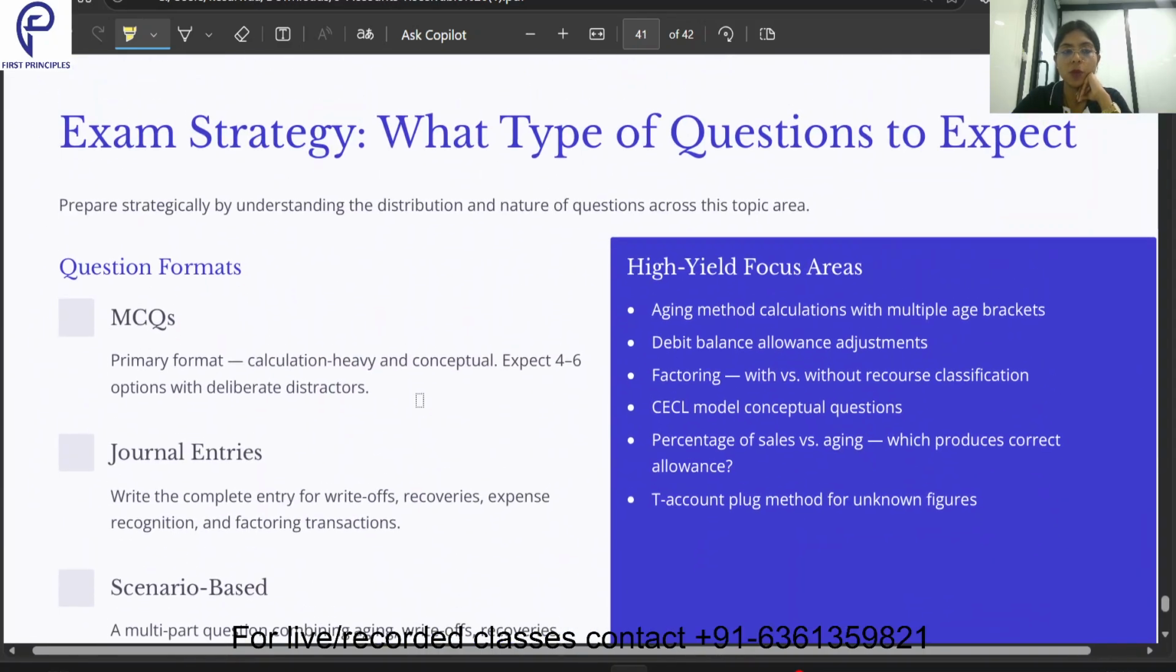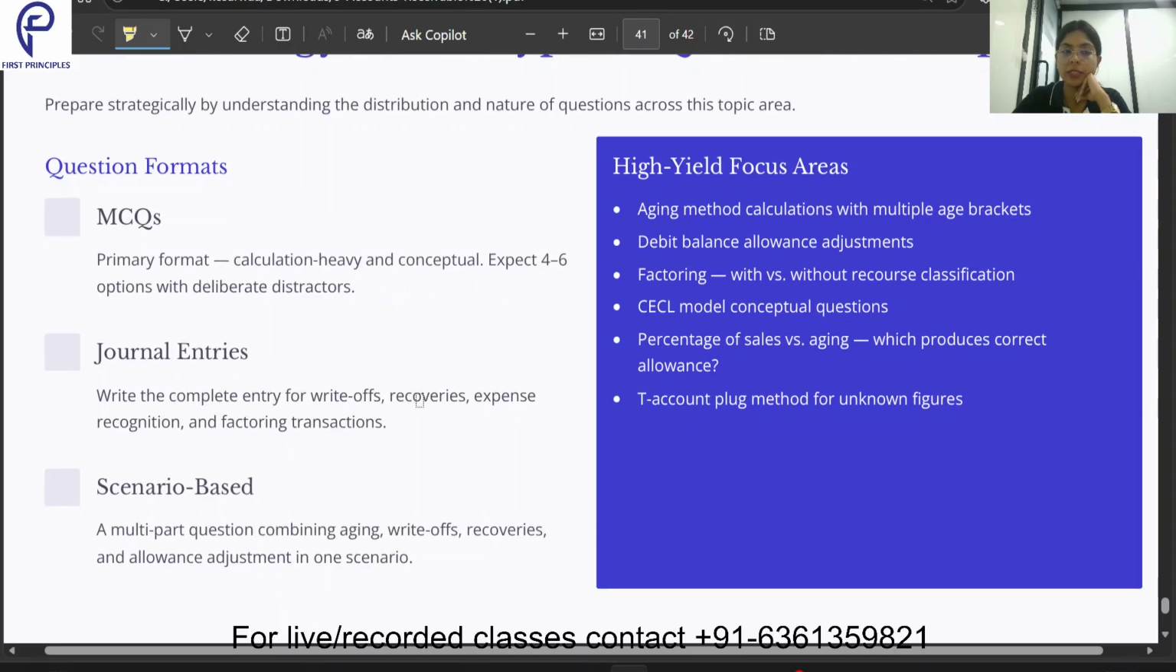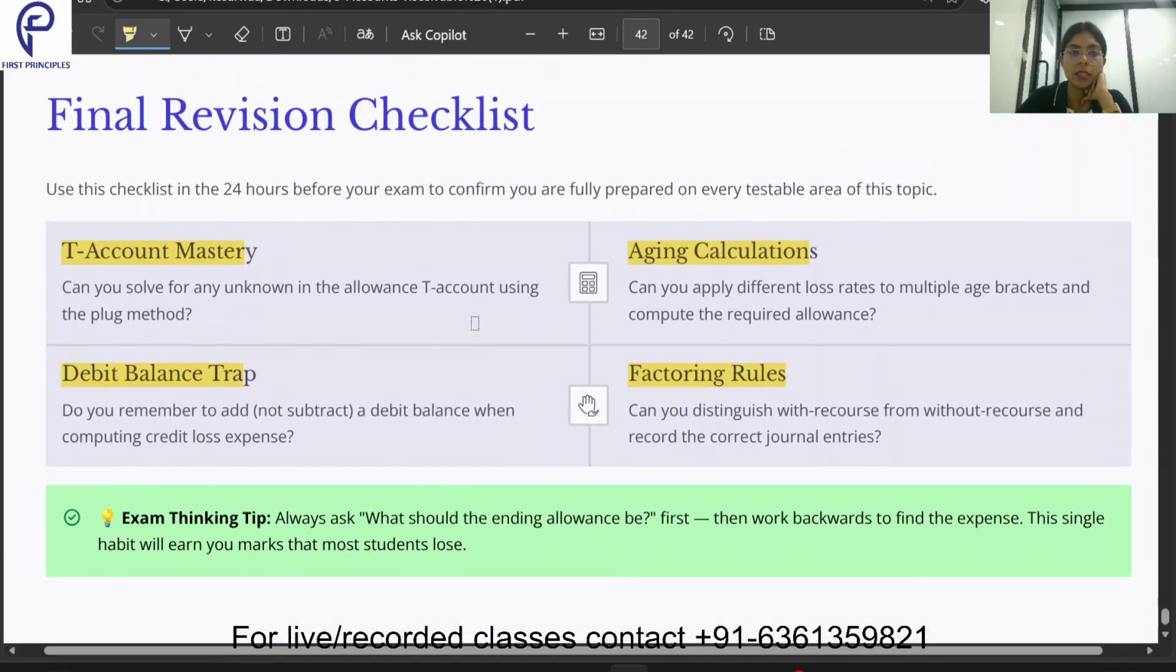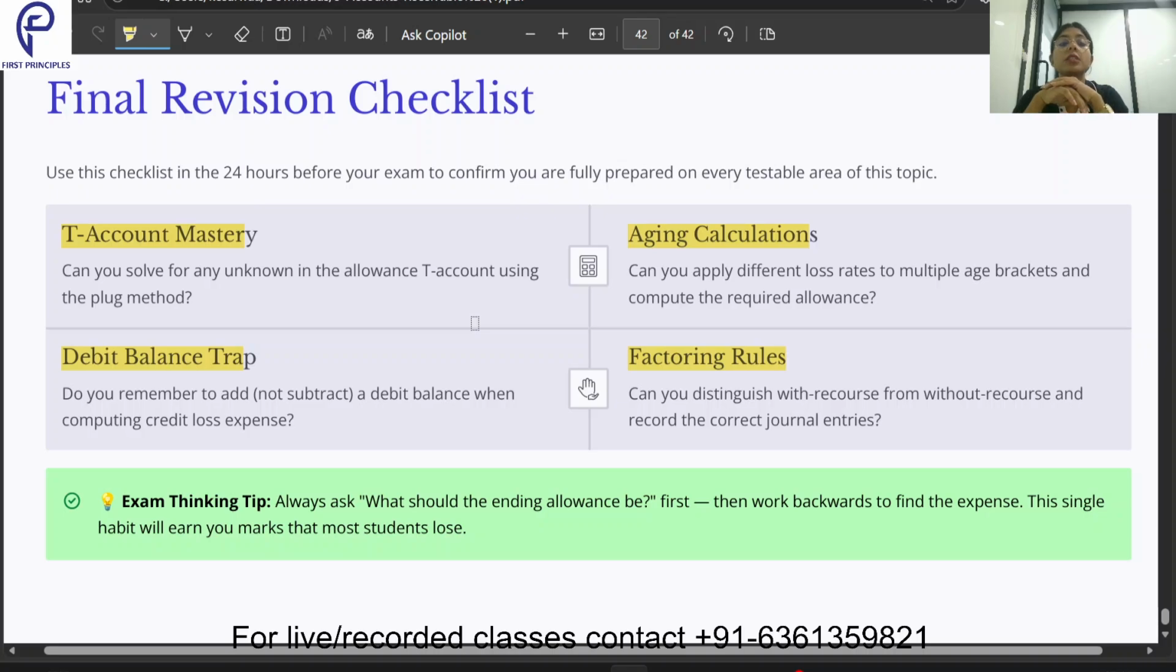And again, what type of questions to expect? MCQs, journal entries, scenario based questions. There is no need to write the journal entries, but in the options, journal entries can be given. Then high yield focus areas, that means which topics we should be very thorough with, because they will give us a lot of questions, and with the help of these we are easily able to solve questions in the examinations. And lastly, when we are doing the revision for this chapter, what should we master? We should master the T account, understand the debit balance trap, then aging calculations and the factoring rules.